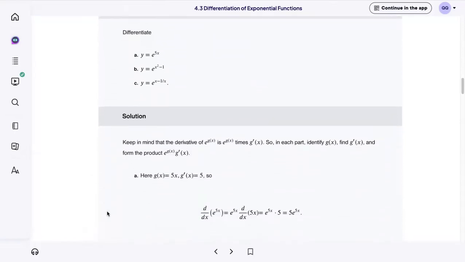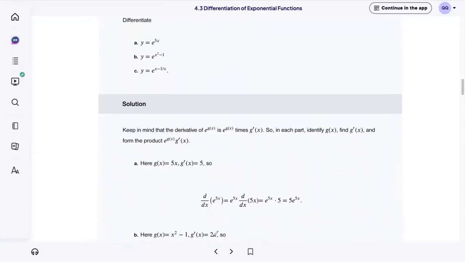Let's see these examples. In this case, y prime equals e to the 5x itself, then the derivative of 5x, which is 5, multiplied by 5. So first we have the function itself, e raised by x squared minus 1. Then we take the derivative of the exponent, which is 2x.